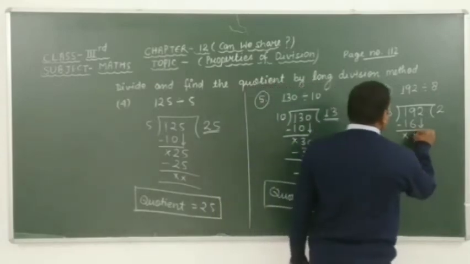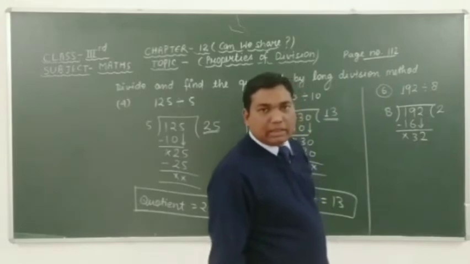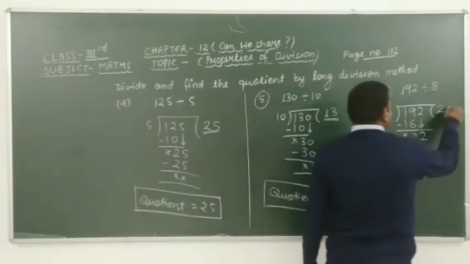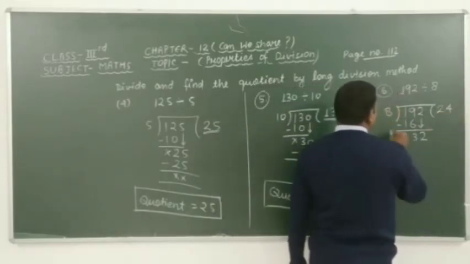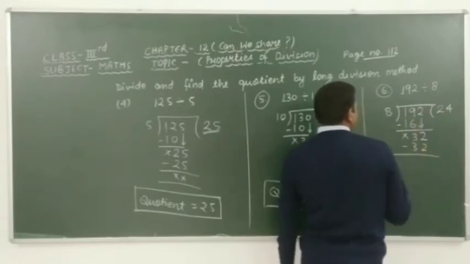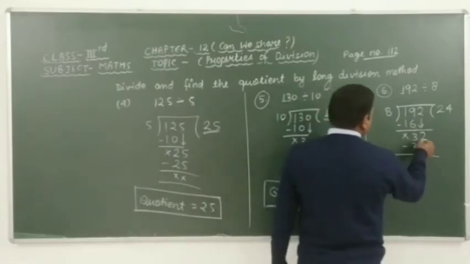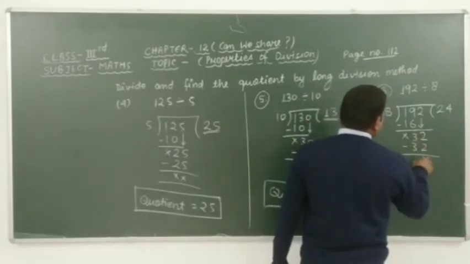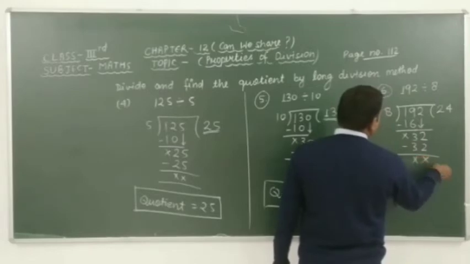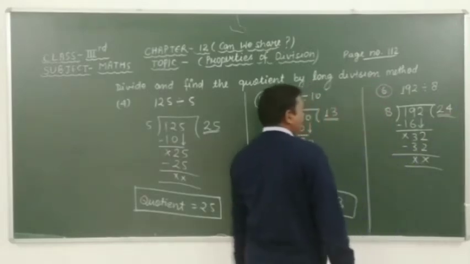Okay, students. 8 4s are 32. Here we have to take 4 as the ones place. 8 4s are 32. We can write 32 here. After subtracting these, we get 2 minus 2 is 0. 3 minus 3 is 0. It means that cancel out. Okay, students. After dividing these, we get 24 as quotient.